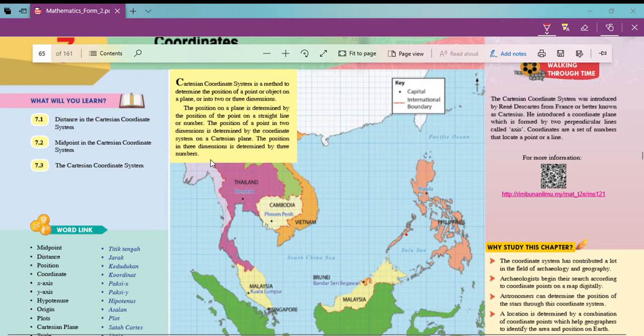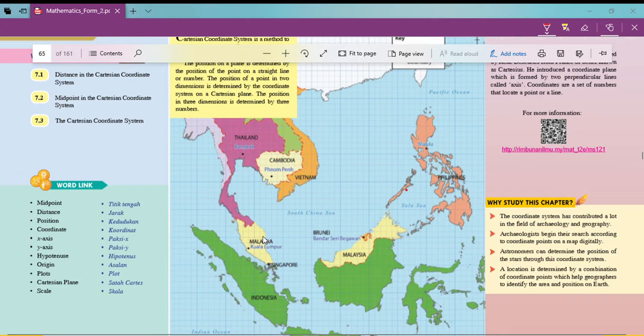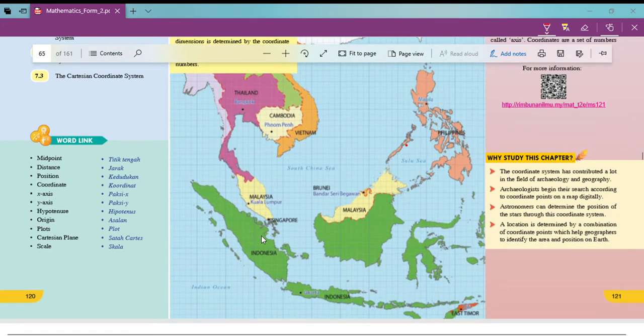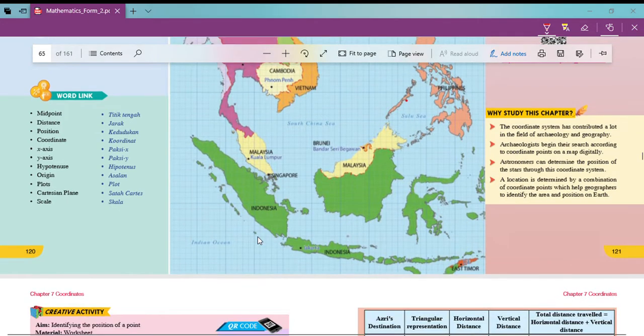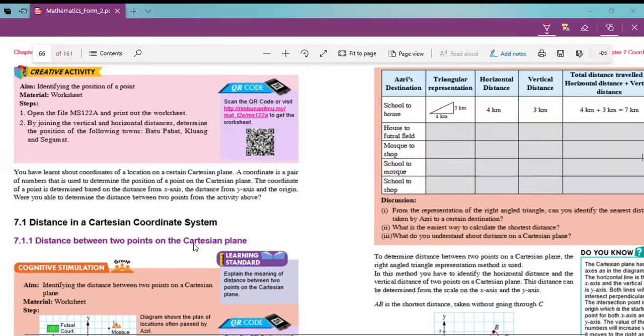So how does the GPS know our location? Actually, they use a coordinate system to identify our coordinates. Today you're going to learn the basics of coordinates. For Earth coordinates, you will learn that later, maybe after Form 4. So today we're going to learn the coordinate system.